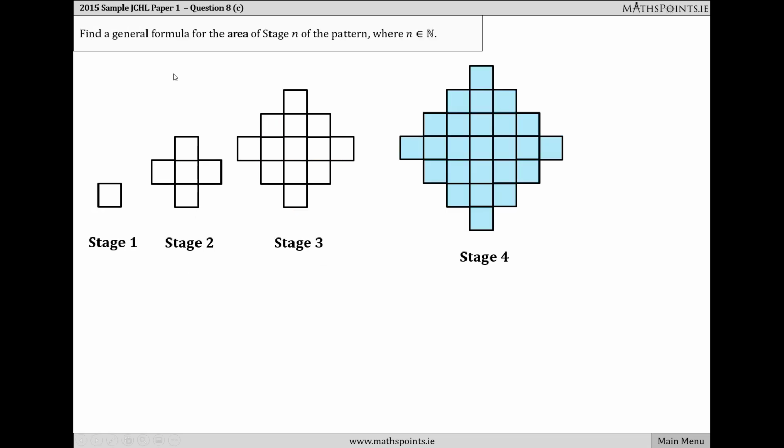Part C, the question asks us to find a general formula for the area of stage n of the pattern, where n is a natural number.